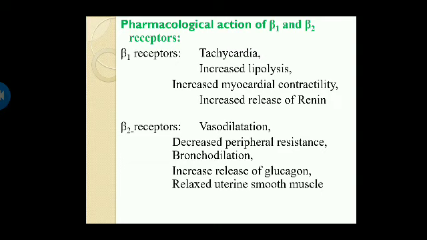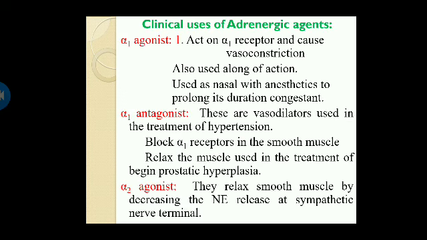Next one is bronchodilation, so bronchial, the respiratory tract, dilation and relaxation. Next one is increased release of glucagon, so glucose release may be increased. Next one is relaxed uterine smooth muscles, so urinary tract muscles may be relaxed. These come under the beta 2 receptors' pharmacological actions.